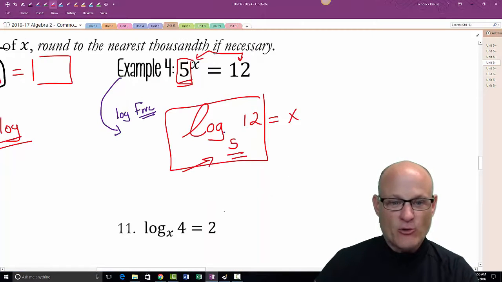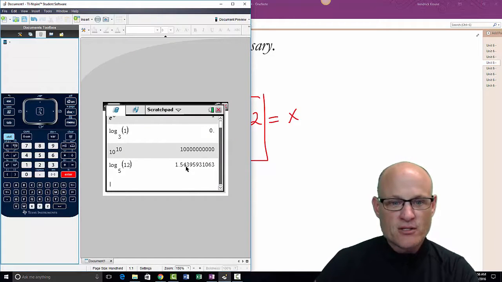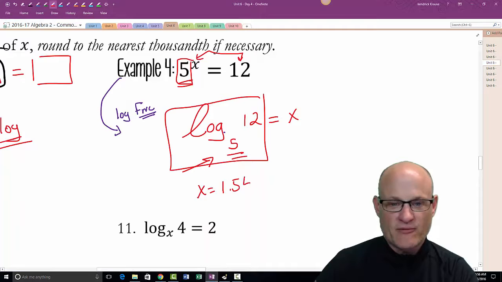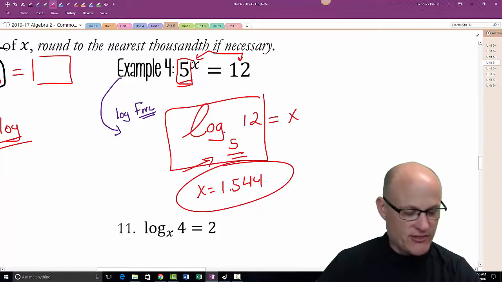I think it said round to the thousands place, so x is equal to 1.543. Thousands place, right? So that means we're going to change the 3 to a 4. So 1.544. Ka-ching, it's done.